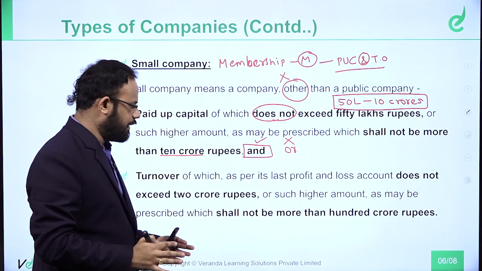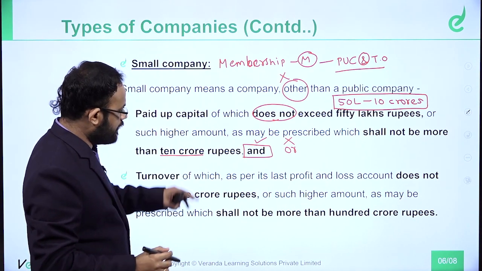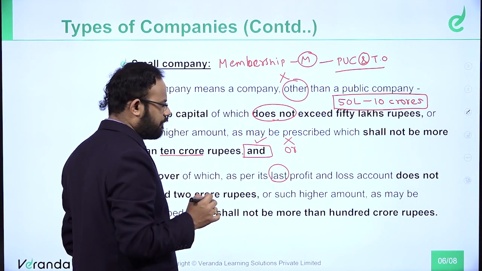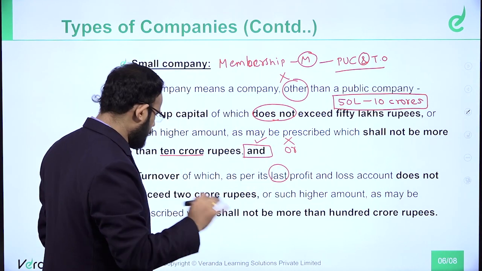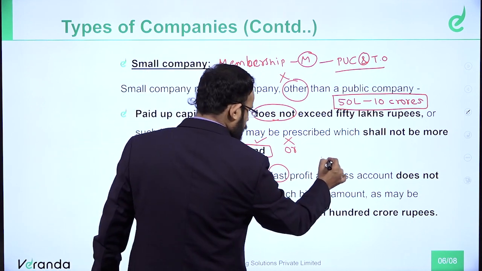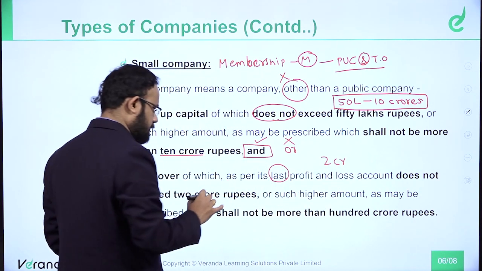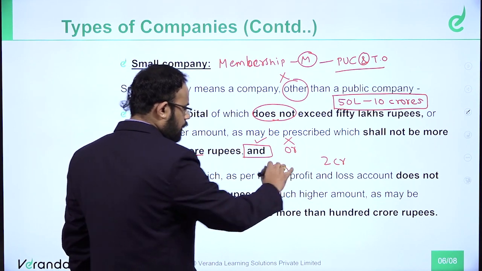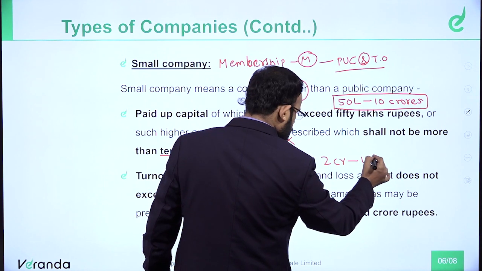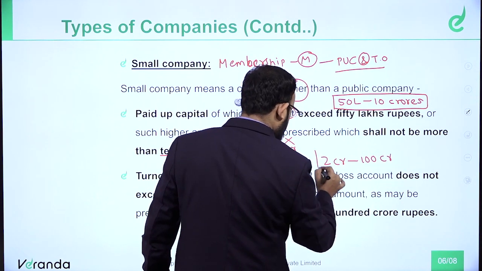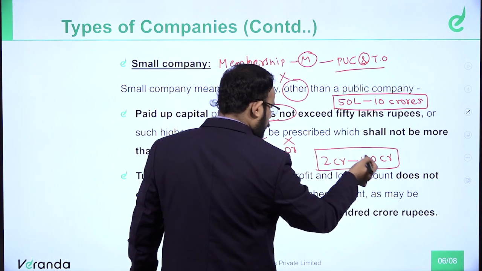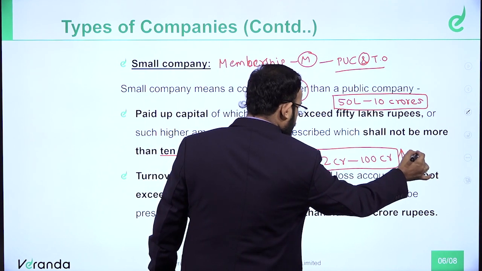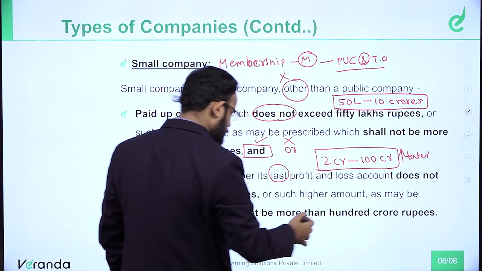That means collectively you need to have turnover which, as per the latest profit and loss account, does not exceed 2 crore rupees. So what I am writing here? 2 crore rupees. Or if they wanted to increase the 2 crore later, that should not be more than 100 crores. If they wanted to increase later, it cannot exceed 100 crores. Are we clear?